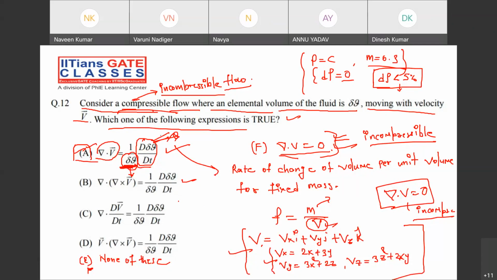Consider a compressible flow having this velocity vector field, and the control volume delta V is this much. Calculate the time rate of change of volume. Can you calculate? Yes, sir. Based on this you can also expect questions. You have to twist whatever fundamentals you have, and you can easily get all the questions.